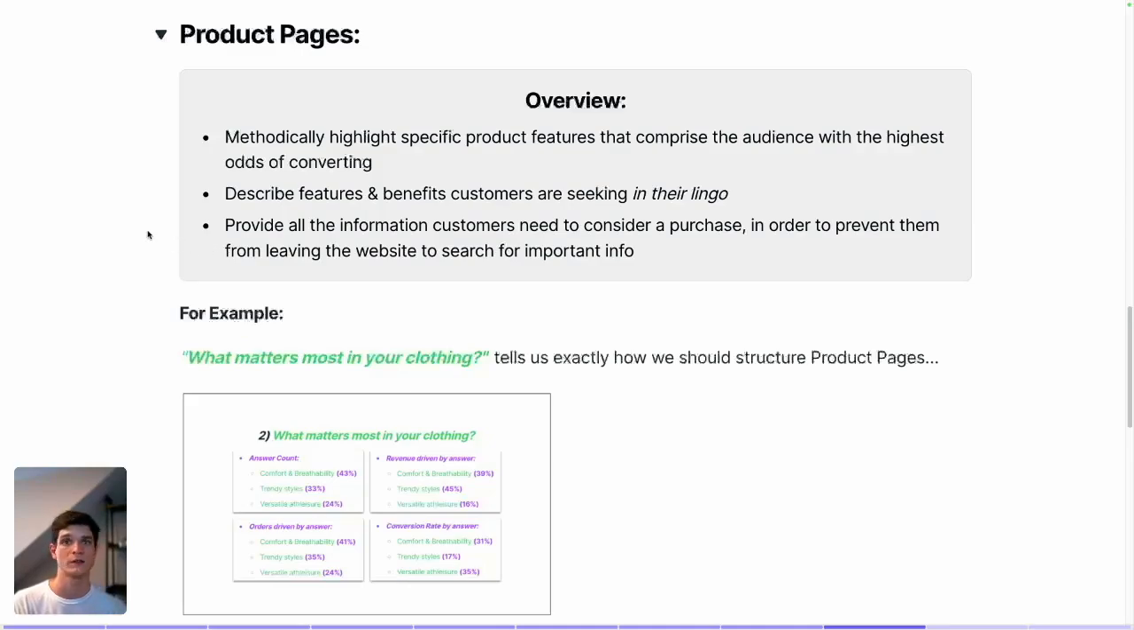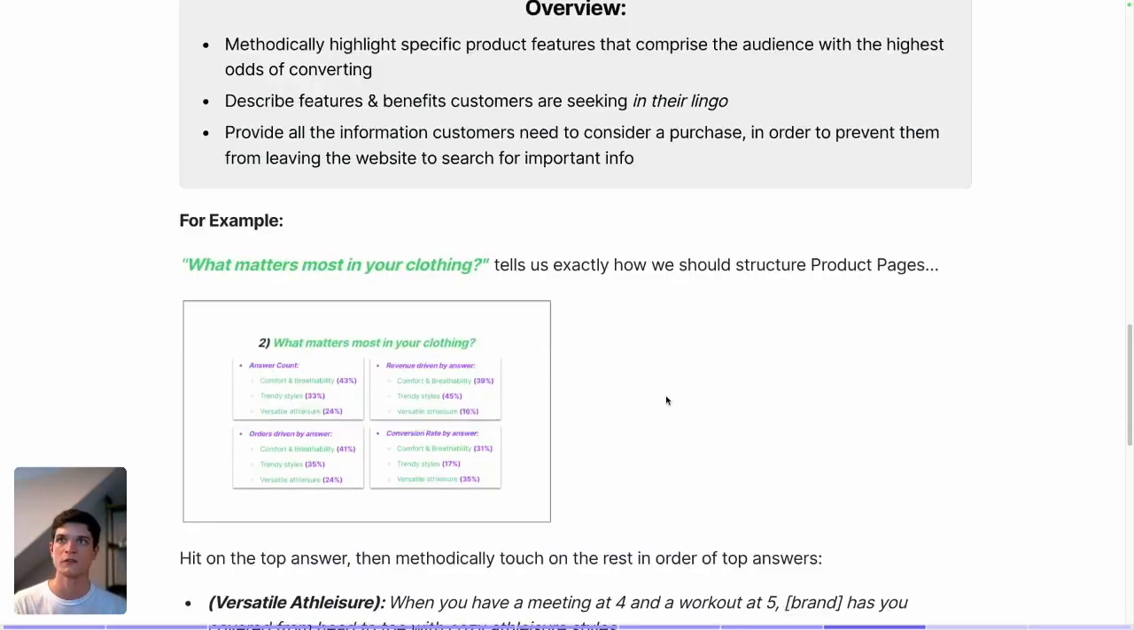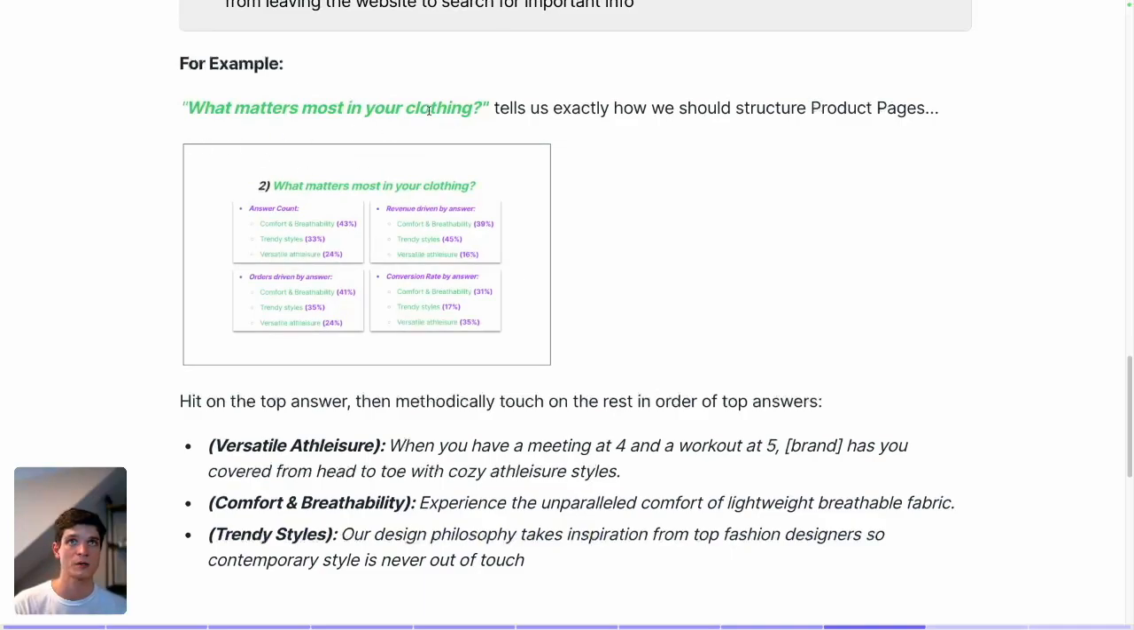The more people that leave a product page and have to find information elsewhere, the fewer people ultimately will end up converting. So for example, if we look to the question, what matters most in your clothing, it tells us exactly how to structure product pages.